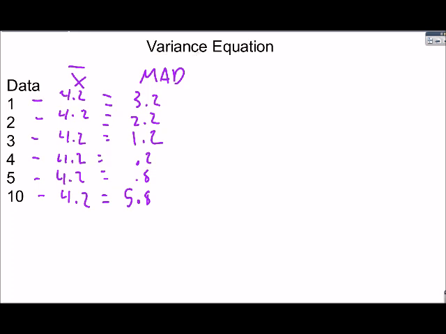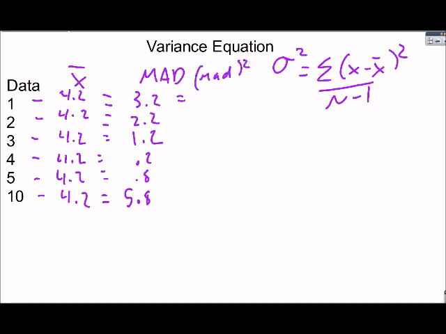we can look at our variance equation. Our variance equation is variance is equal to the summation of (x minus x bar) squared over n minus 1. So it looks scary at first, but let's look at what we've already done. We already collected data, so there's our x. We already subtracted our average, that's x bar. So this is just our MAD. So the next thing we just have to find is MAD squared.